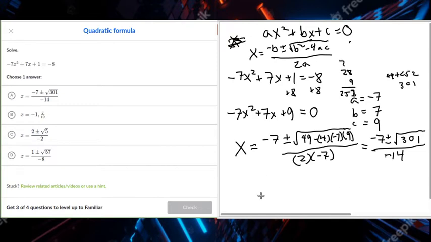So you can see that's our answer up over here. We could simplify this further by saying something like 1/2 plus or minus the square root of 301 over negative 14.